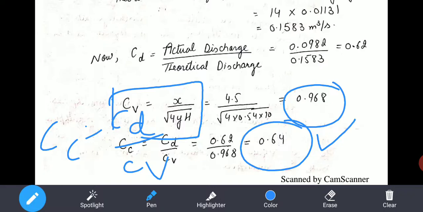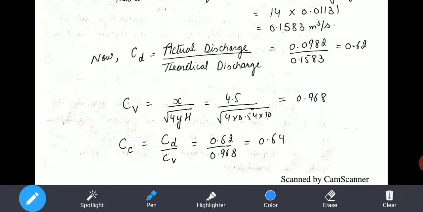This numerical came in your exam and it was for 10 marks. Very simple numericals came in your final exams. Try to derive these and read these derivations; they are very easy and you can easily remember them.